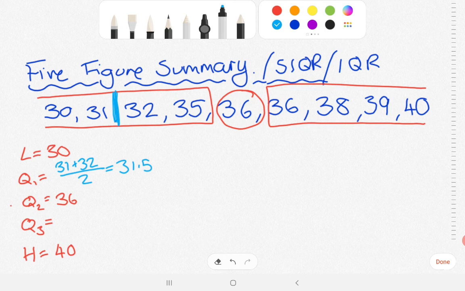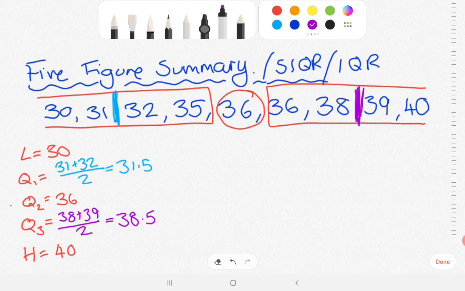We're going to have something similar in our upper quartile. We've got halfway between 38 and 39, so we would be doing 38 plus 39 divided by 2, but again, maybe not too difficult for you to see that the answer to that would be 38.5.